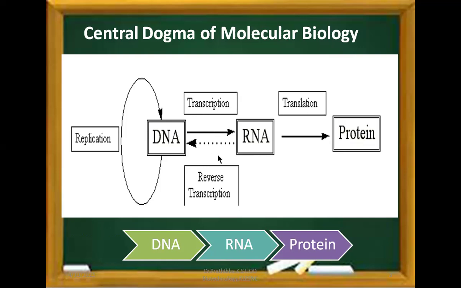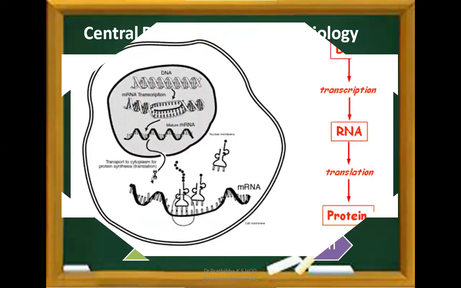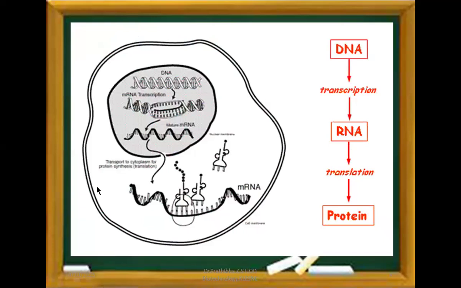Here, in the presence of the reverse transcriptase enzyme, the genetic RNA molecules which are present in some of the viruses could be transcribed into a DNA molecule. Then DNA will be going through this particular direction, DNA to RNA, RNA to protein. So this is all about your Central Dogma.